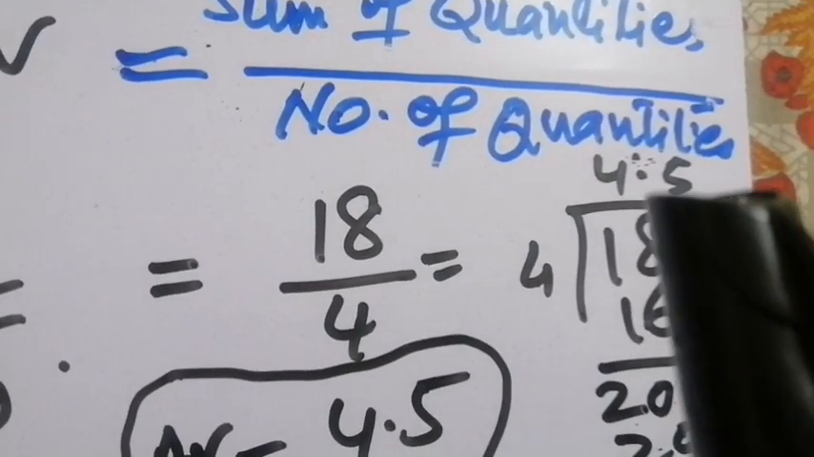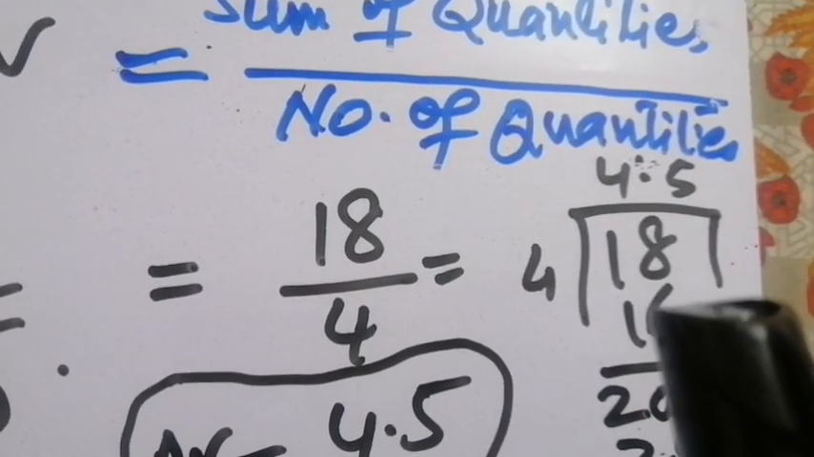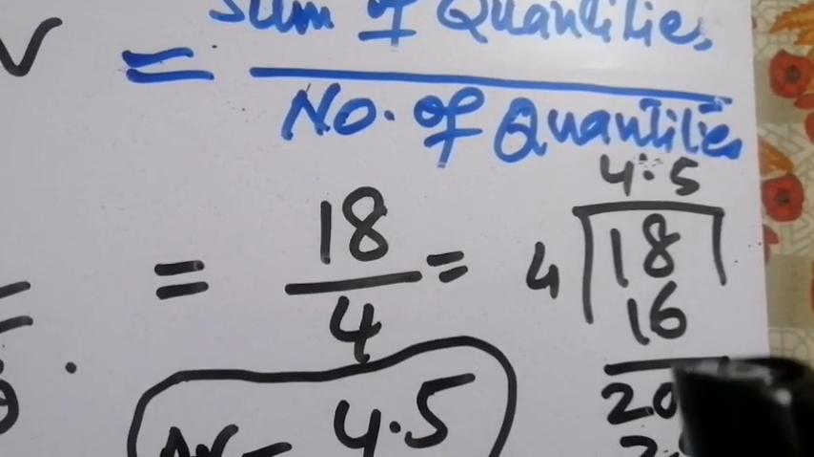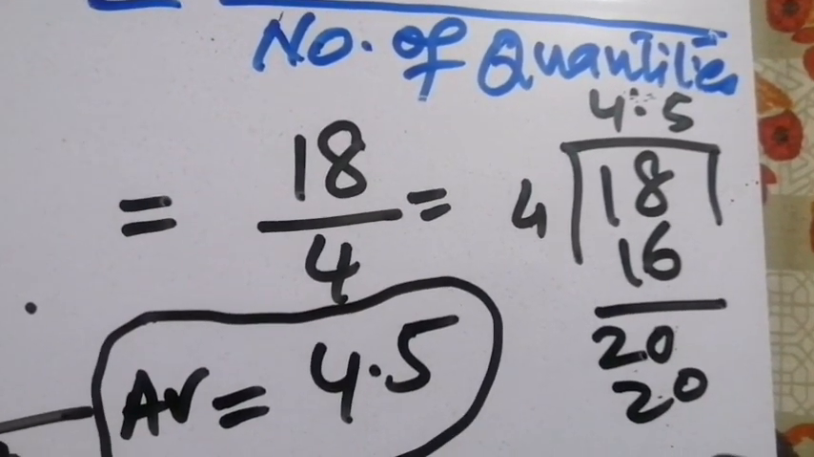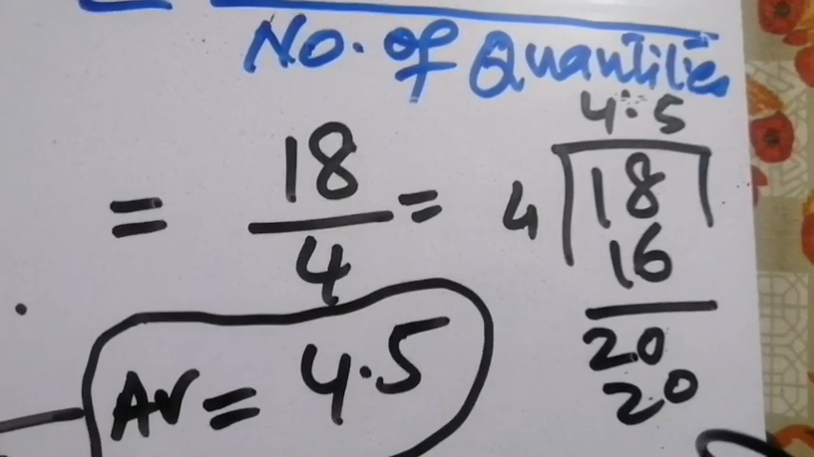And we'll place a decimal over there, and it will be 0 here. So 4 fives are 20. So the average is 4.5.